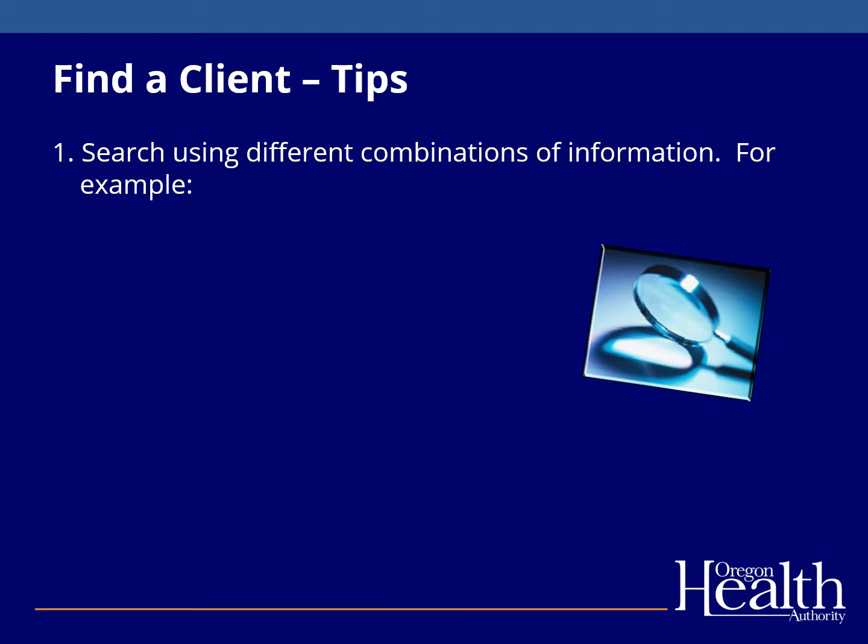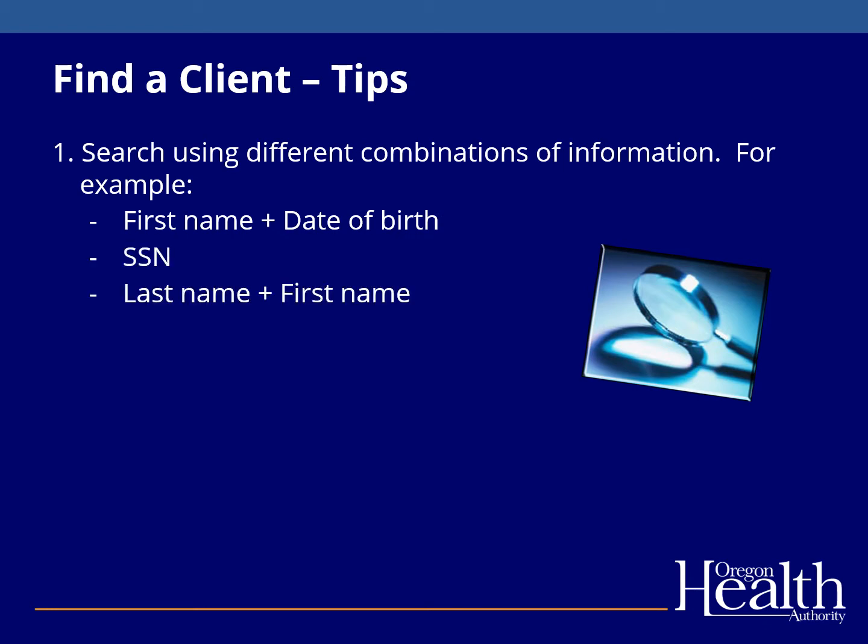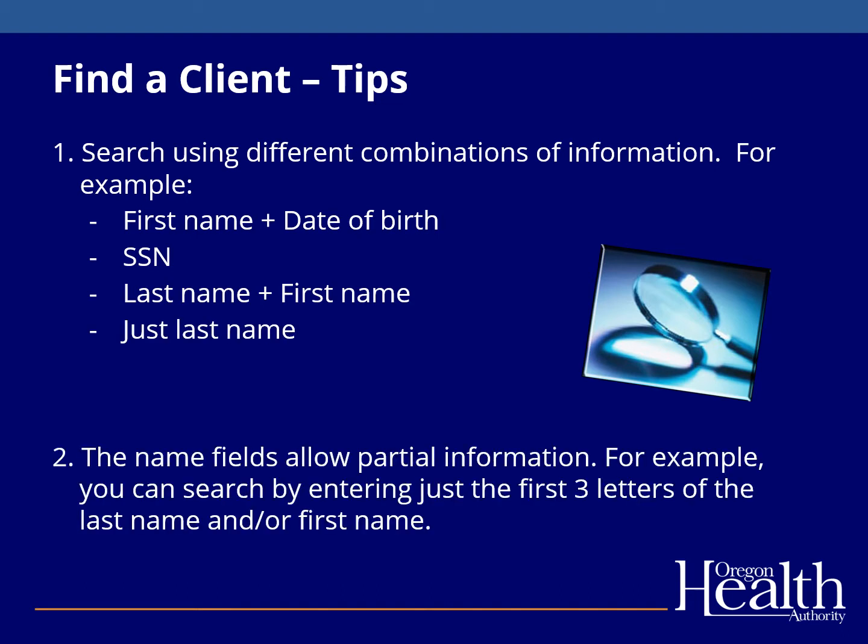It can take more than one try to find the client you're looking for, so here are some tips. Search using different combinations of information like first name and date of birth, social security number, last name and first name, or just the last name. The name fields even let you enter only partial information, like the first 3 letters of their last name or first name.